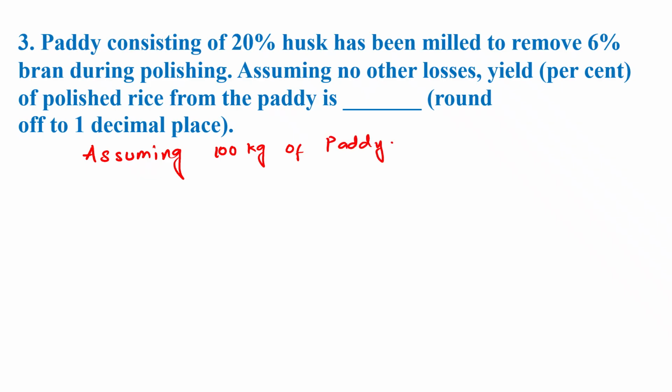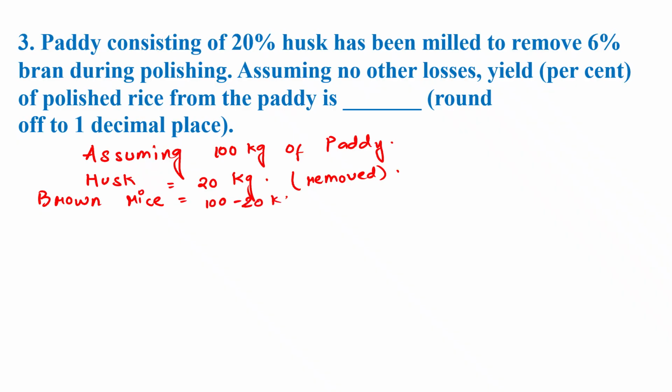Now, husk which has been removed is 20%. That means 20 kg of 100 has been removed. Now, if the husk is removed, we're left with brown rice. That is 100 minus 20 kg, that is 80 kg remaining.